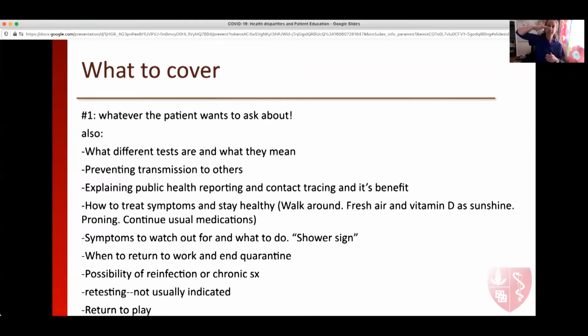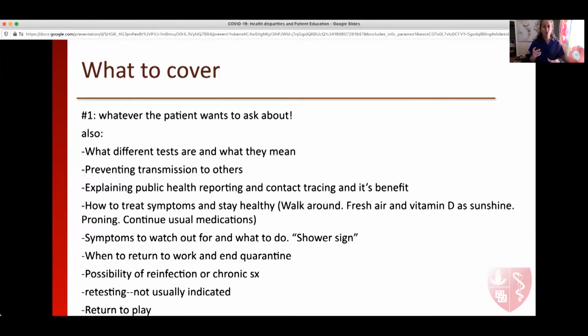Proning, or lying on your stomach rather than your back when you're resting or sleeping, helps your lungs work better with COVID-19, given the areas of the lung that it affects, and can help people with that symptomatic shortness of breath.